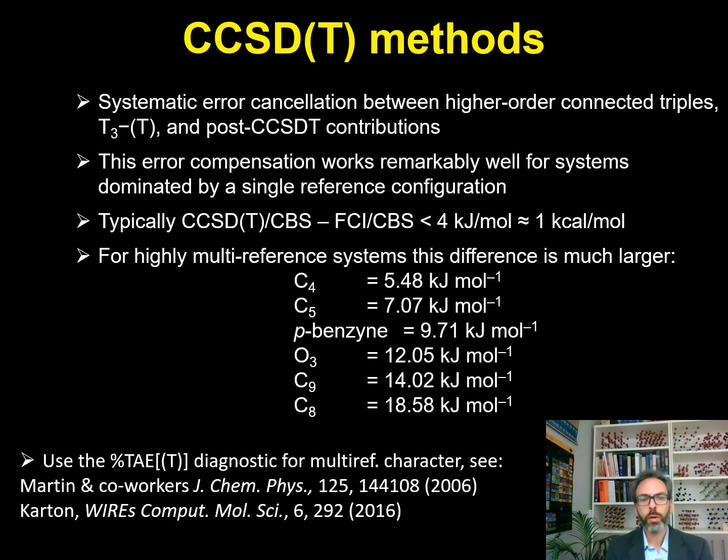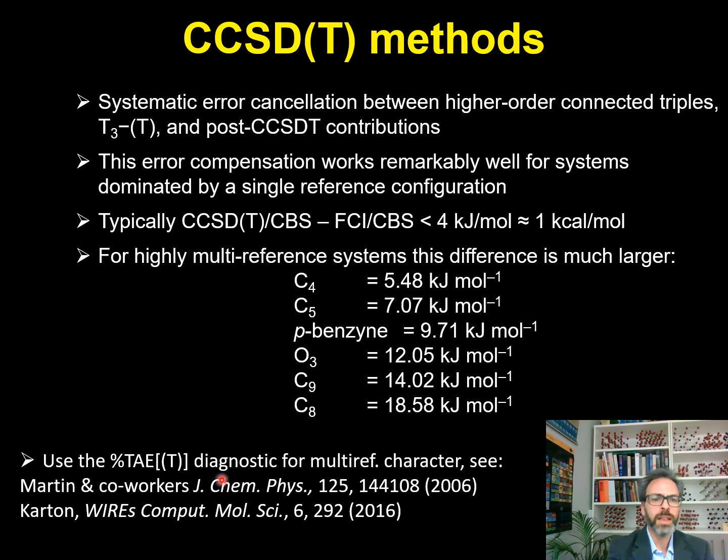So for example, for ozone, which is a highly multi-reference system, the neglect of post-CCSD(T) terms will result in an error of about 12 kilojoules per mole. This is an unacceptably large error for a composite ab initio method. And for large carbon clusters, we will get errors that are even larger than that.